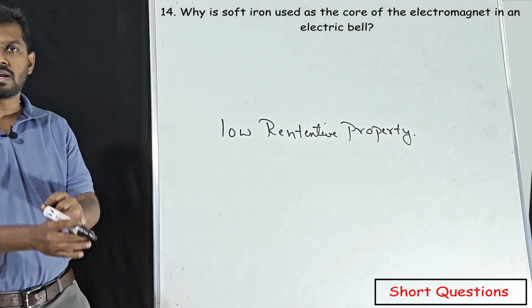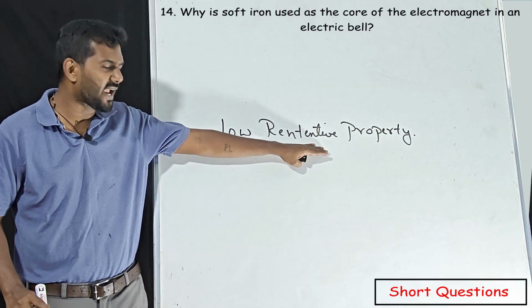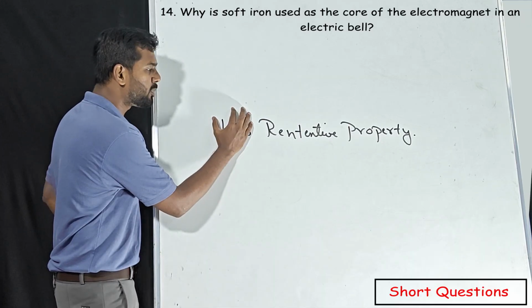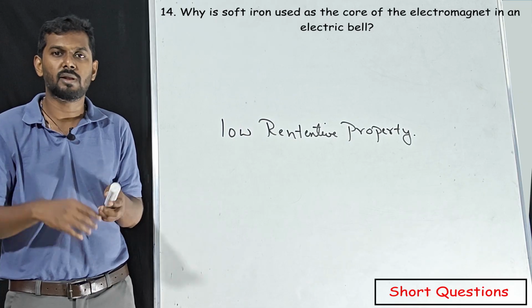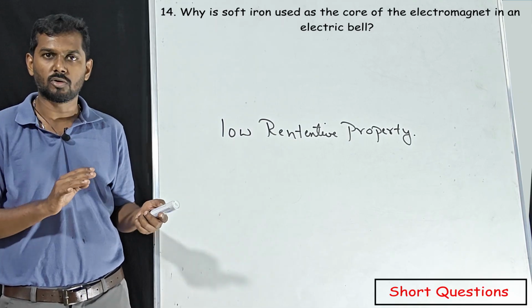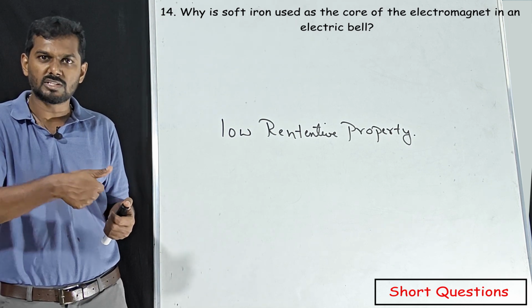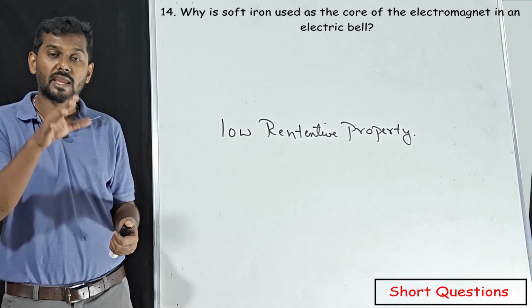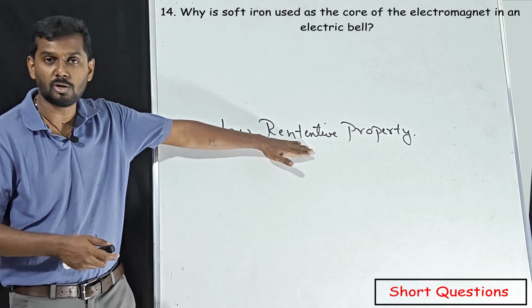Many students will write lengthy answers for these kinds of questions, but by just stating the exact keyword, you don't have to define it. What do you mean by retentive property? Retentive property means holding that power again. I'll give you an example. Instead of soft iron, if we use any other material, like normal iron, after you turn off the switch, the current will be taken out. Even though you take the current out, it will still hold the magnetic property for some time. That is nothing but retentive property.